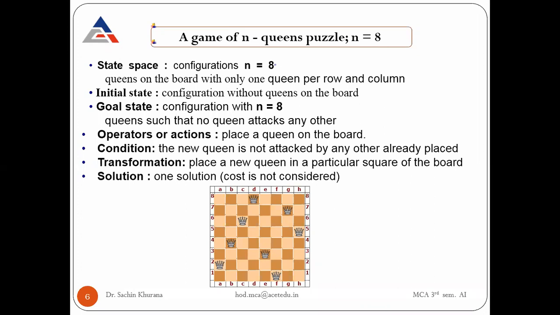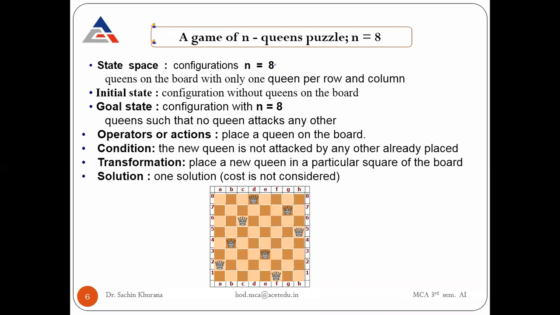Keeping in mind that we have to place 8 queens on a chessboard, with the constraint that only one queen per row and per column can be placed, only then would the 8 queens be placed in such a way that no queen attacks any other queen. So what is the initial state? It is the configuration without queens on the board. Initial state is when the chessboard is empty. No queen is placed on the chessboard. These are the terms that we'll be taking into consideration when defining an algorithm for a computer to solve the 8 queen problem.